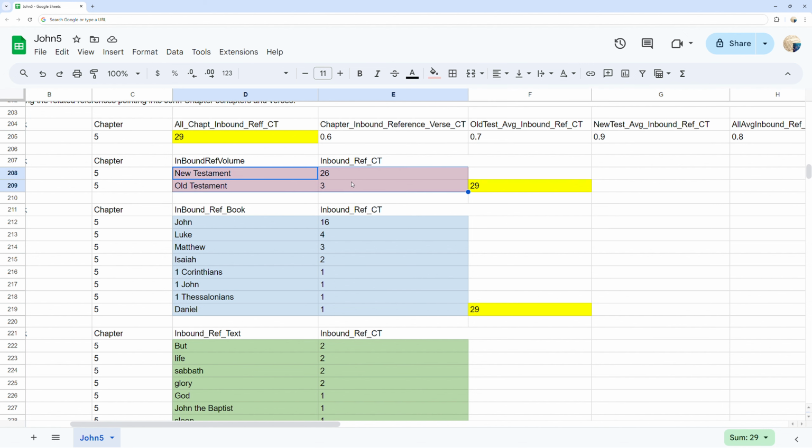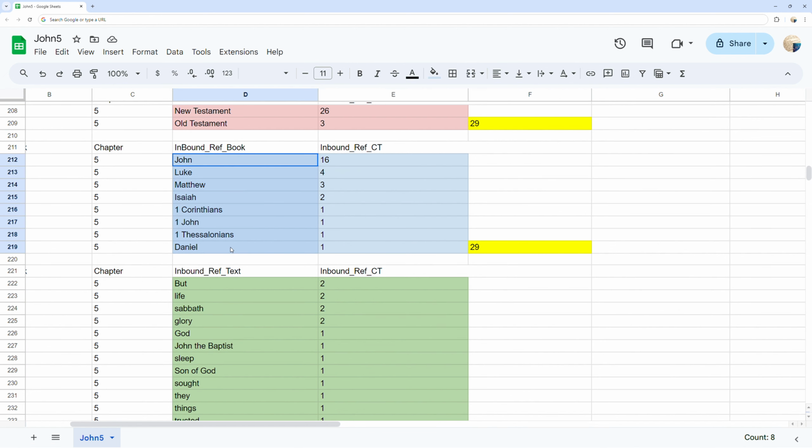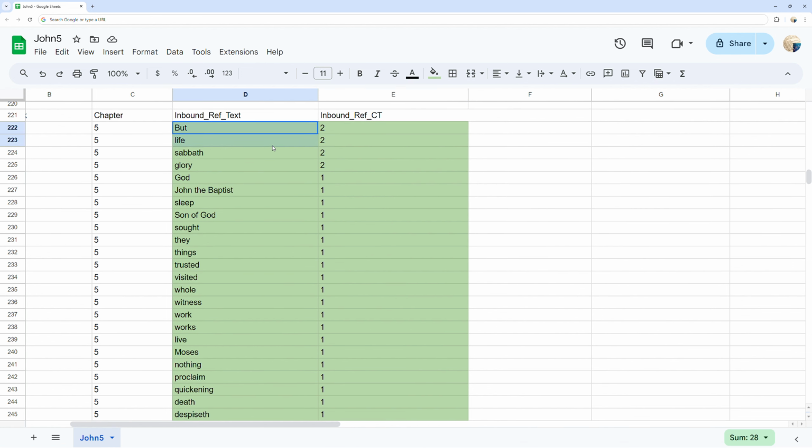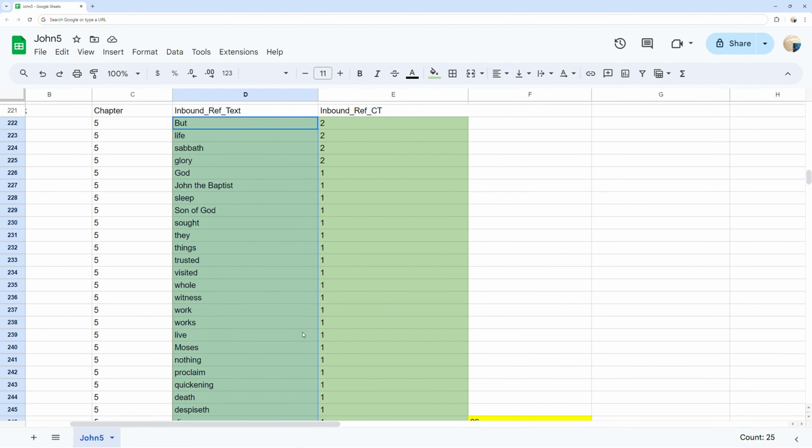In red, you can see the inbound references by origin source of either Old Testament or New Testament ordered by counts. In blue, you can see the 8 inbound references into John chapter 5 verse references by origin Bible books John through Daniel ordered by counts. In green, you can see the 25 words that incur the related inbound reference counts into John chapter 5 from other Bible verses ordered by the count used.